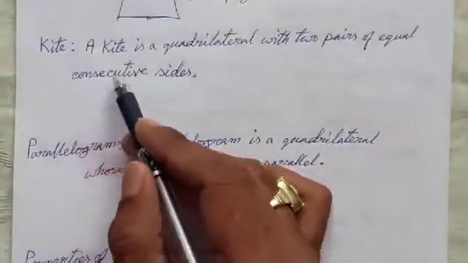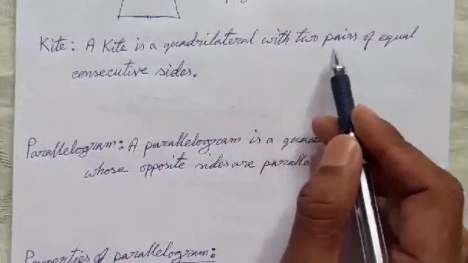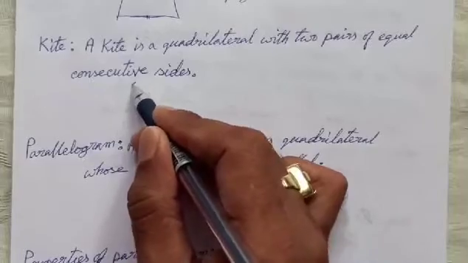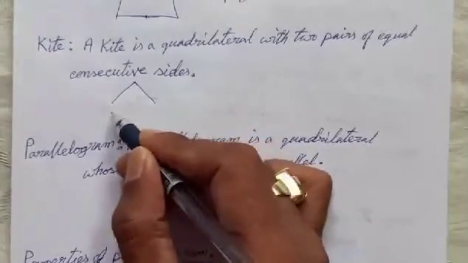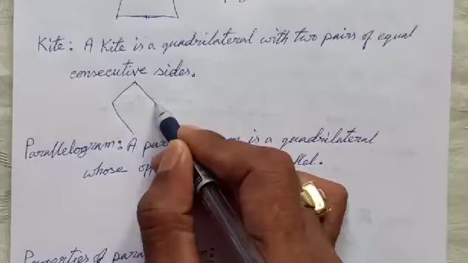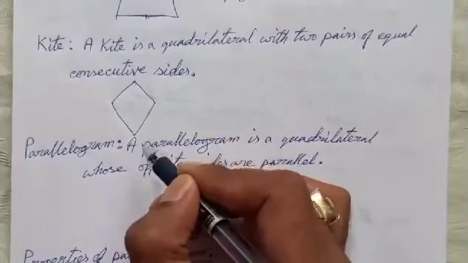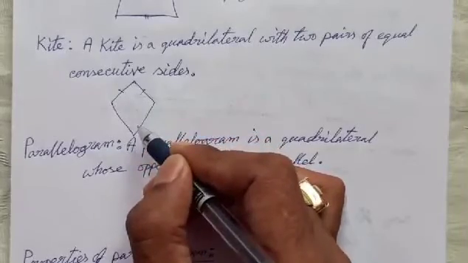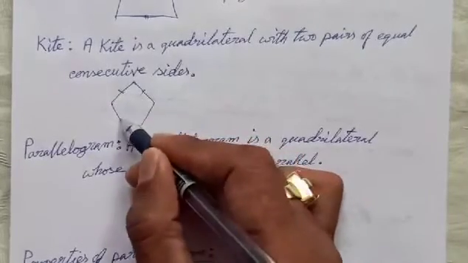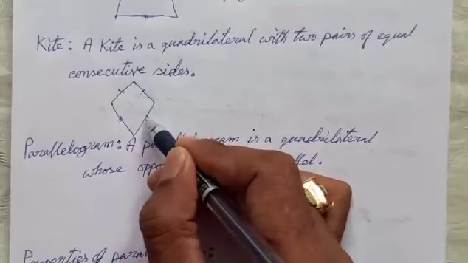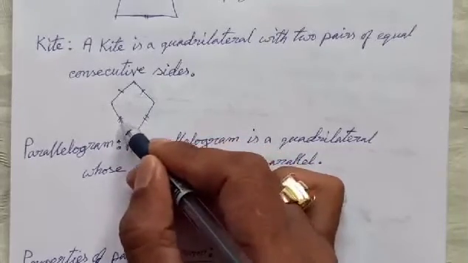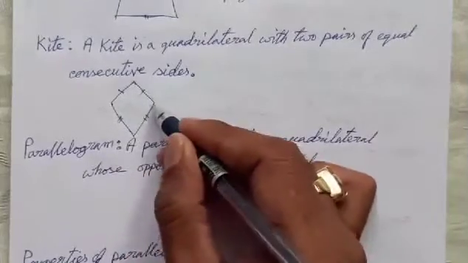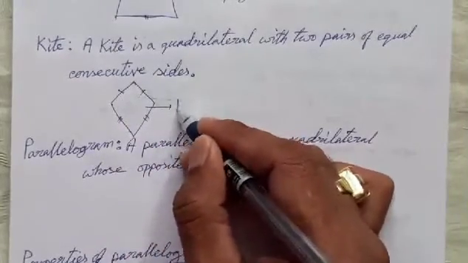Next is kite. A kite is a quadrilateral with 2 pairs of equal consecutive sides. Here, this is also a quadrilateral because it has 4 sides. In this figure, we see that this side and this side are called consecutive sides and they are equal in length. Again, this side and this side are also consecutive sides and these 2 sides are equal in length. Then this type of quadrilateral is called a kite.